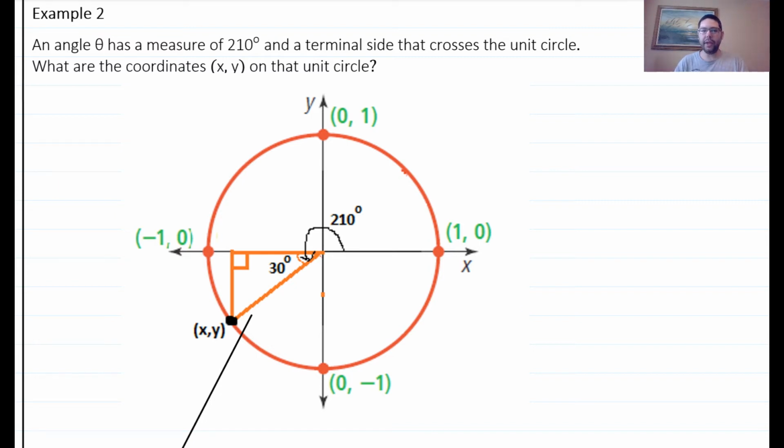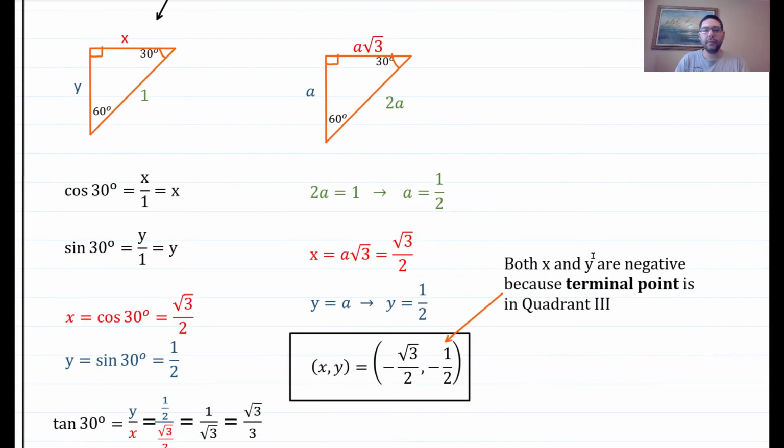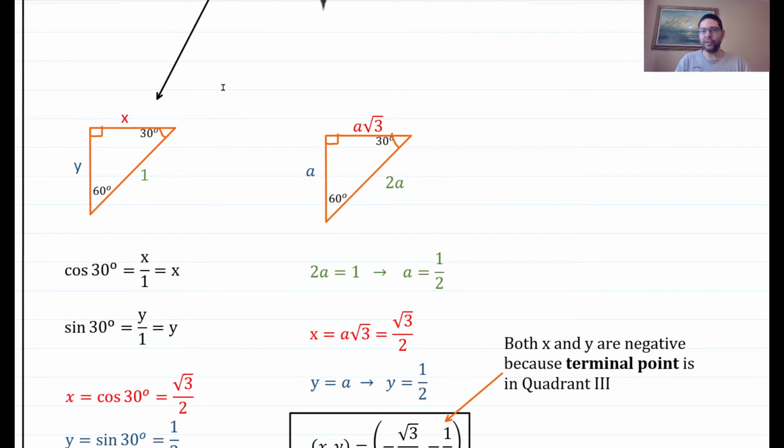Our reference angle is 30 degrees. We're trying to find the coordinates of the terminal point. All right, so what we're going to do is focus on this triangle here. Looking at this triangle, we know that it's a 30, 60, 90 triangle as well, because our angle of interest here is 30, so this has to be 60 down here. All right, so remember, we're focusing on the reference angle.